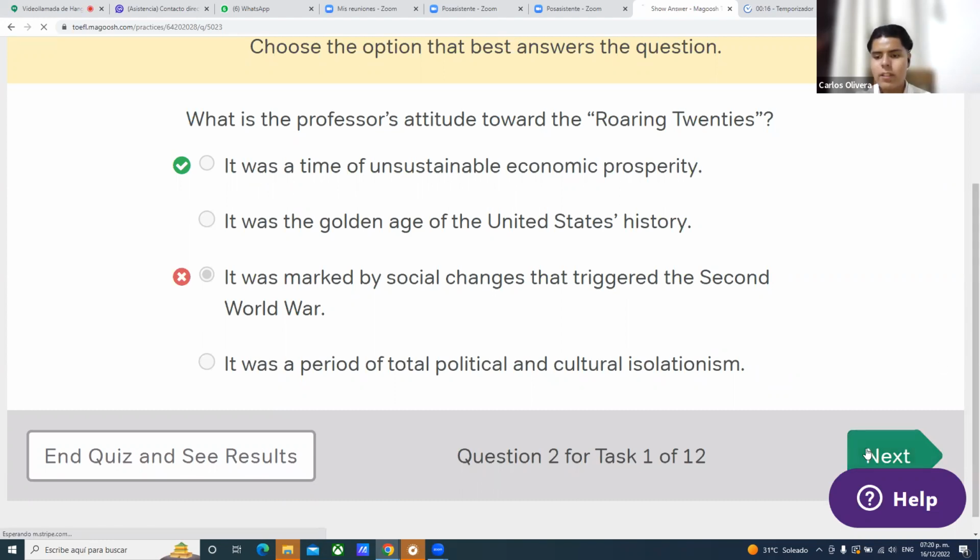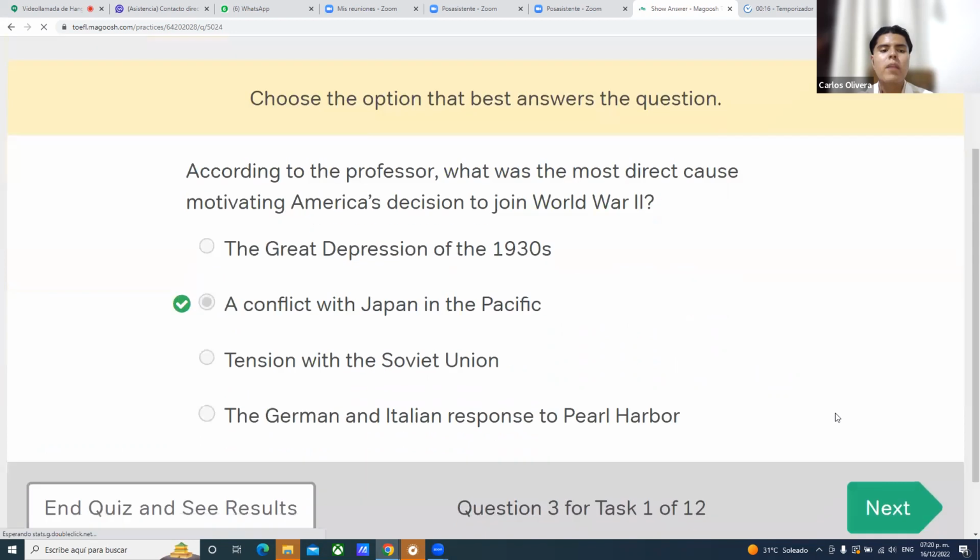Okay, let's go. Question number 3. According to the professor, what was the most direct cause motivating America's decision to join World War II? In this case, the correct answer is a conflict with Japan in the Pacific. This is what is better known as Pearl Harbor, this attack on this island in the Pacific. Very good. It was the correct answer.